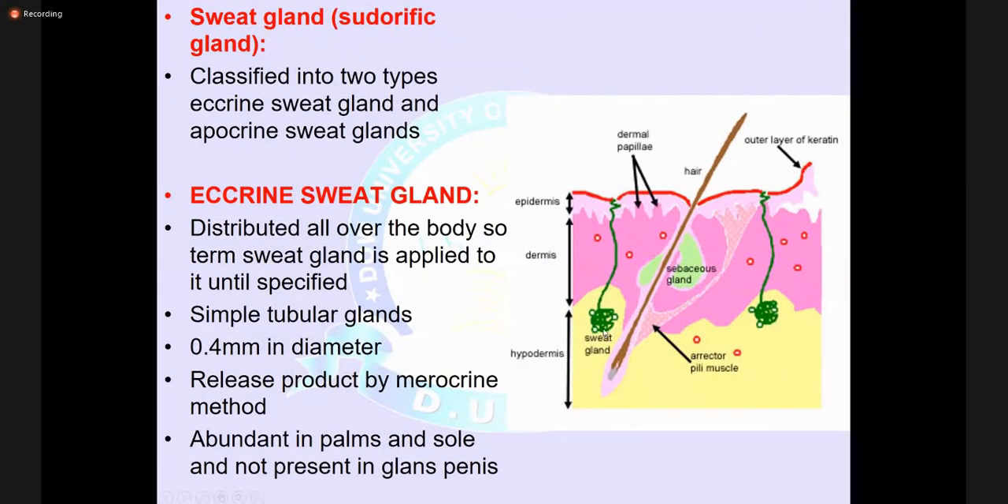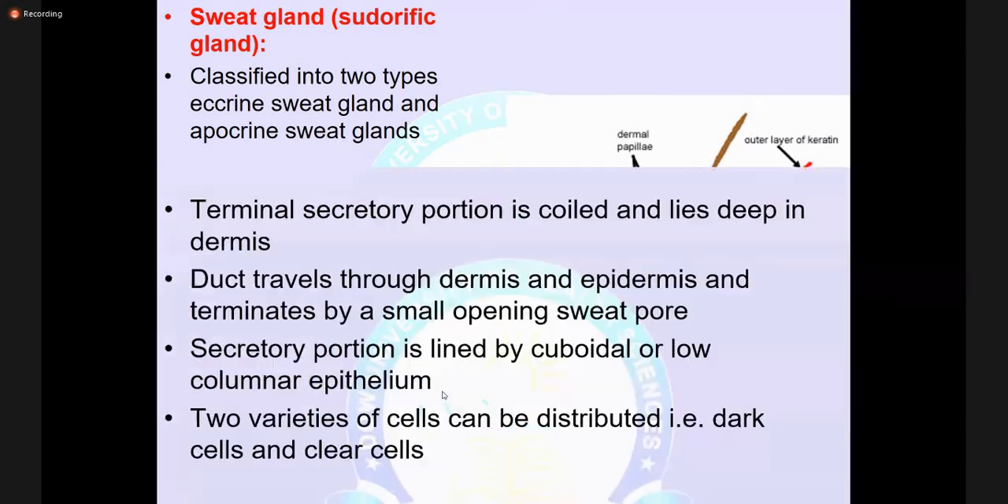Then we have the sweat glands. Sweat glands can be identified over here. This one and this one are the sweat glands. They are classified into eccrine sweat glands, which are distributed all over the body. They are simple tubular glands, releasing their product by the merocrine method, and they are present in abundance on the palm and sole.